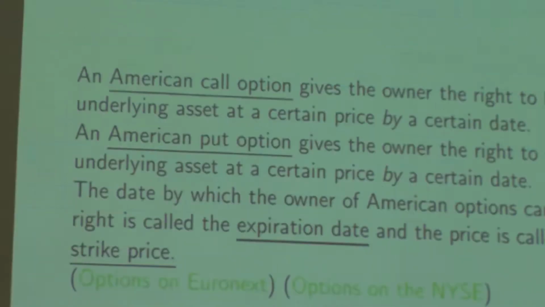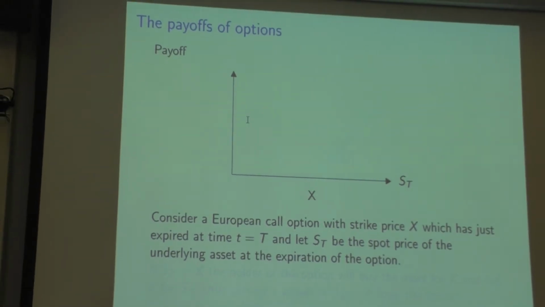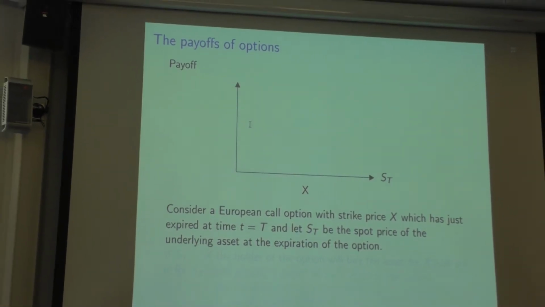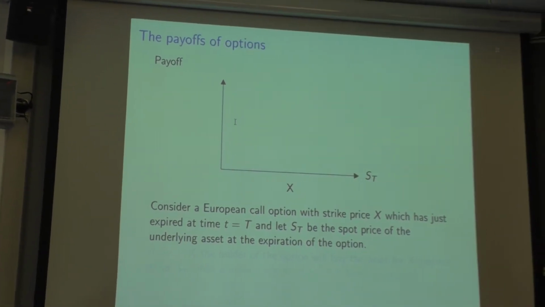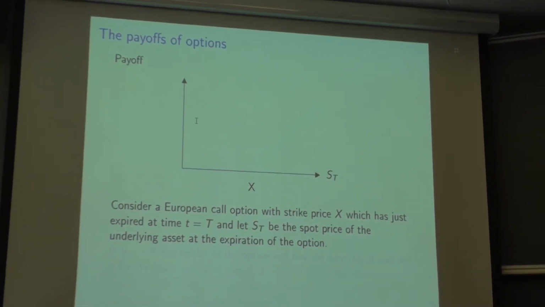Okay, so let's go back to our definitions. So here are definitions again. So now let's try to figure out what do these things do for us. Why should we be willing to pay any money to have these things? So let's have a look at European options.